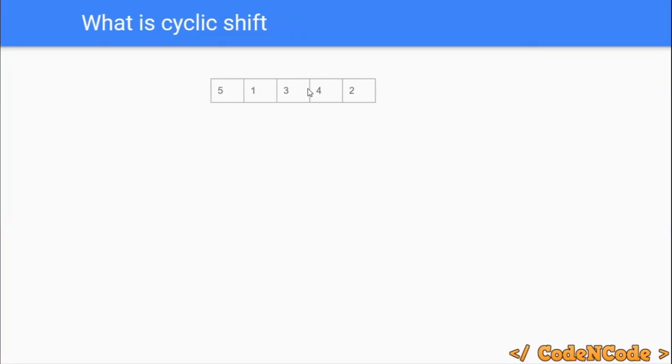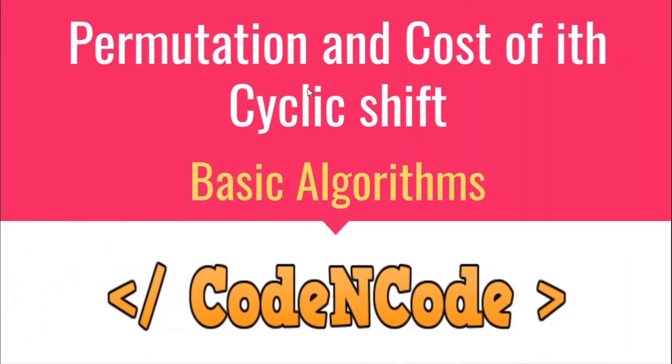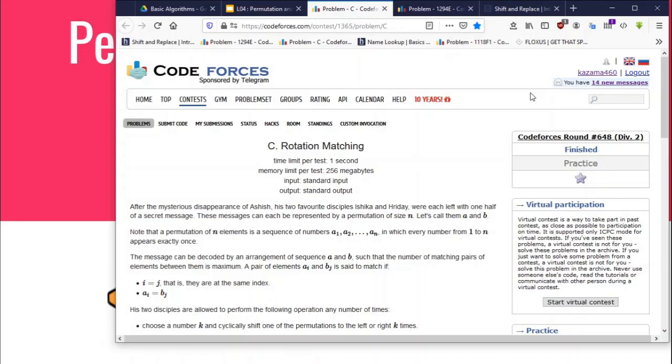So before we study, let me tell you why we need to study this. This cost of a cyclic shift is a very common technique, and it is used in many problems that I've seen. To be more precise, this is the most recent problem that I have seen in which this technique is being used.